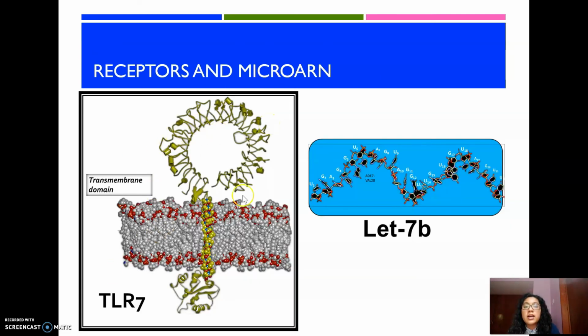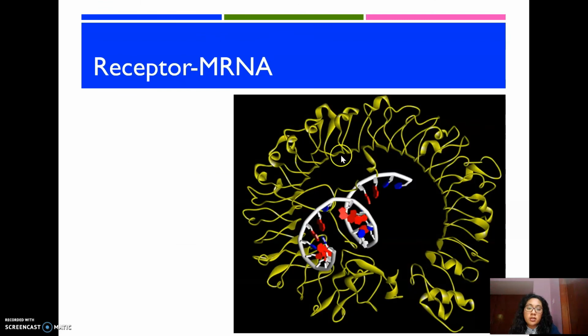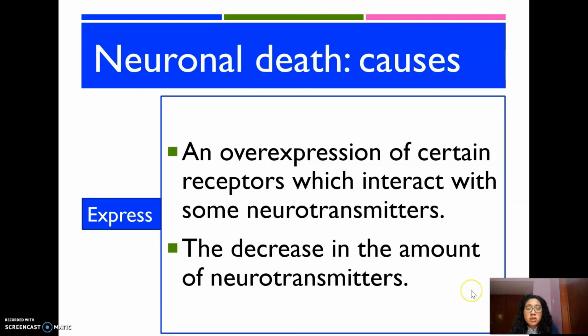Here we can see a type of receptor which is in the neurons. Then we have a microRNA, let-7b. But what happens when these two get together? Well, something like this. However, the junction of these two molecules will cause something known as inflammation, and a constant inflammation will cause apoptosis. Yes, apoptosis. So in Alzheimer's disease, this is one of the causes that is being studied nowadays.